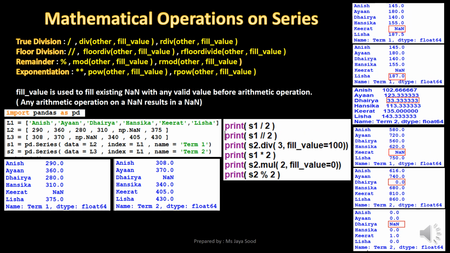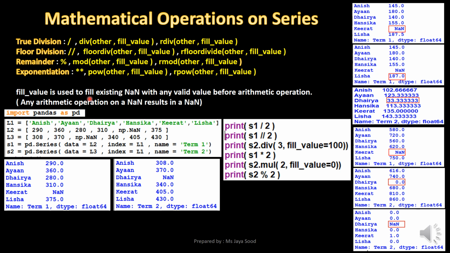True division or division can be done using the slash operator, div method or rdiv method. Floor division or integer division can be performed using double slash, floordiv or rfloordiv method. Remainder operation can be done using the percent operator, mod method or rmod method. Exponentiation can be done using double asterisk, pow or rpow.